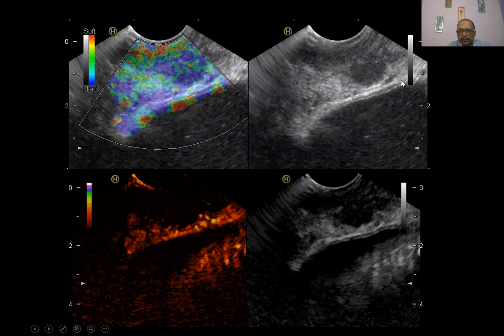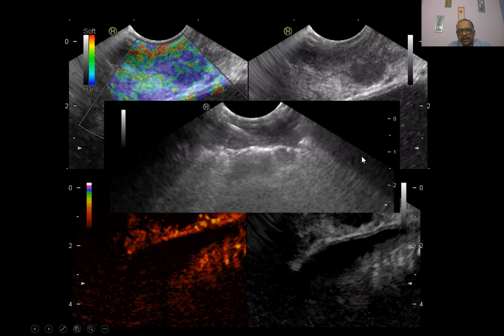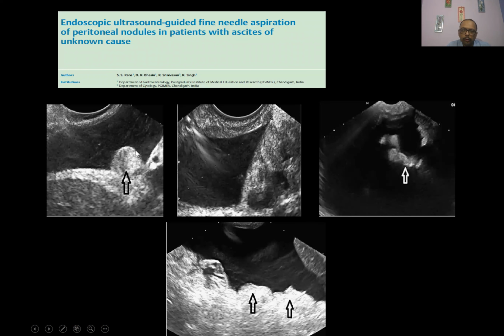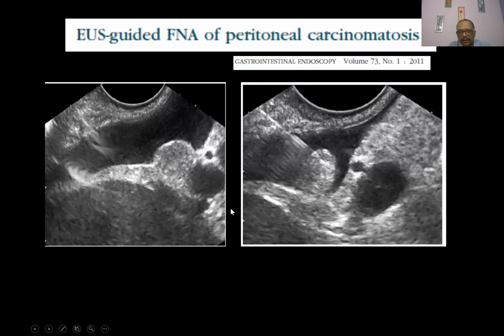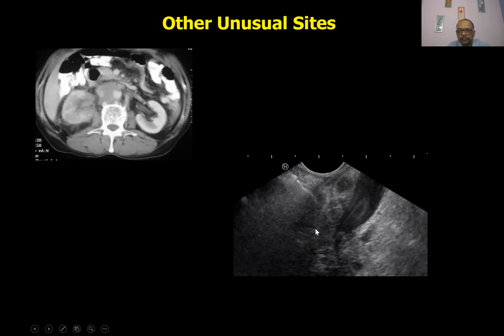Similarly, a thickened omentum, which can be identified from the stomach. On elastography, the omentum has variable stiffness, peripheral enhancement on contrast EUS, and EUS guided FNB proving it to be tubercular involvement of the omentum. Similarly, peritoneal nodules, either because of malignancy or tuberculosis, can be identified and sampled using a 22 or a 25-gauge needle and can help in establishing a diagnosis.